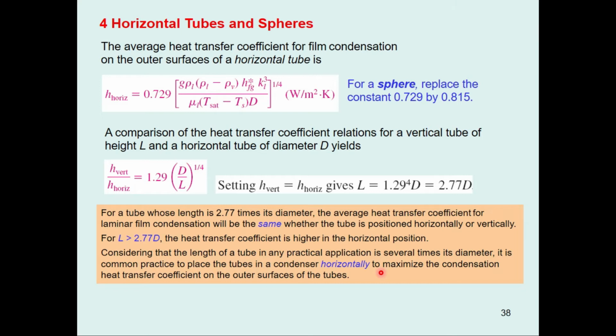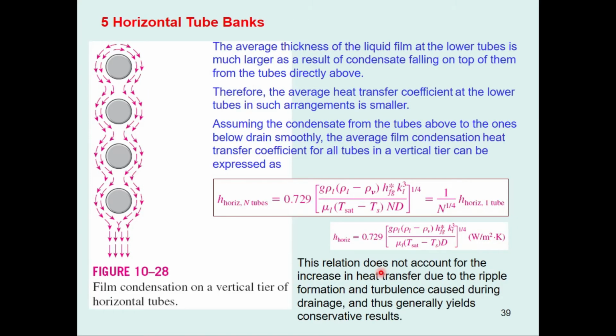This is a very important slide to understand that in most condensers we place the tubes horizontally. Why do we put the tubes horizontally? Because for horizontal tubes, the lengthier the tube, the higher the heat transfer coefficient. The next case is if we have tube banks. Tube banks means we have multiple tubes placed at a certain distance over each other.